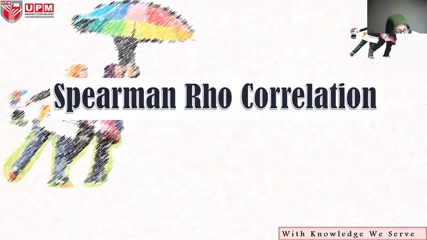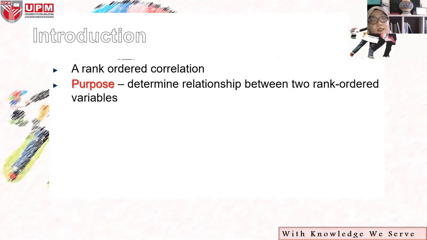Next one is Spearman rho correlation, or Spearman rank order correlation. The Spearman rho correlation is a rank order correlation, so it is by ranking. When we mention ranking, it is at least at the ordinal scale of measurement. If you have nominal data, you cannot use it, because it is ranking. When we mention ranking, we expect someone at first place, second place, and so on. The purpose is similar to Pearson product moment correlation: we want to determine the relationship between two rank order variables.